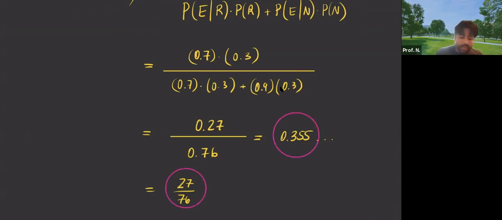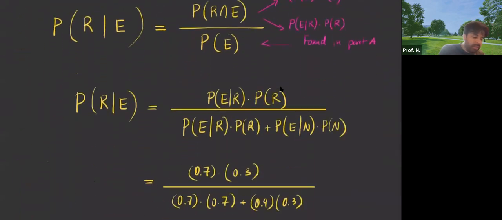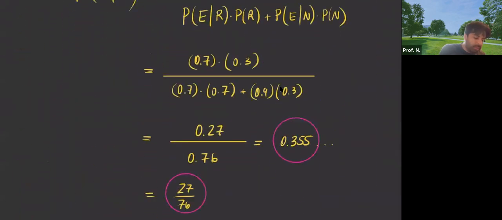Wait, why is it 0.3 for rain? Oh, you're right. Yes, pardon me. This is 0.7. You're right. 0.7. Again, we did this one in part A already. So this is 0.76 from this part here. You're right. It should be 0.7, not 0.3.